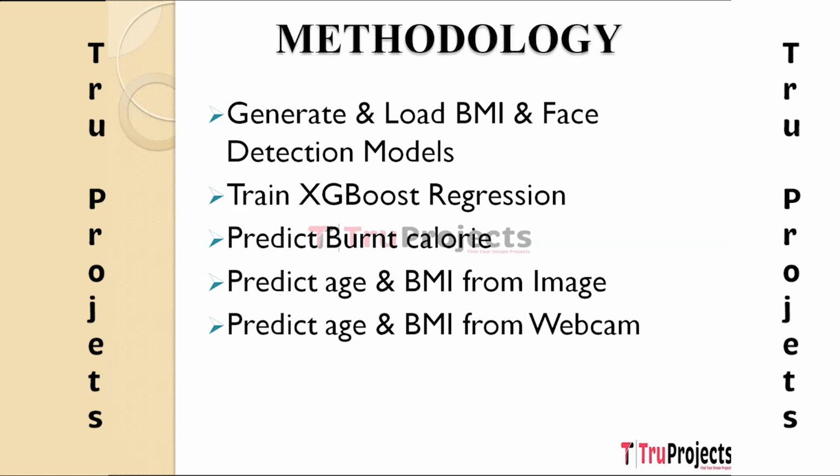Fourth module is predict age and BMI from image. Given an input image, this module processes it through the CNN model loaded in the first step. The model analyzes the facial expressions in the image and predicts both the individual's age and BMI. Fifth module is predict age and BMI from webcam. Similar to the previous module, this module captures real-time video frames from a webcam. The CNN model predicts the age and BMI of the person in the webcam feed by analyzing the facial expressions in each frame.